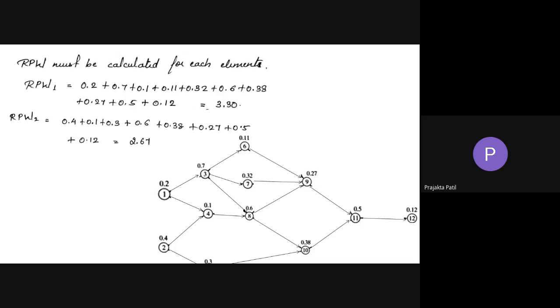So this is how you are going to find the RPW value for all the work elements. You have 12 work elements here, and you have to find the RPW value for every work element. For example, if I want to find after 1 and 2, then you can count it for 3. For 3, you follow these arrows. So from 3, it will be 0.7 plus 0.11 plus 0.32, 0.6. Then it goes to 0.27. From 9, it goes here. Also from 8, it goes to 10. So you have to follow these arrows, and only those TK values should be summed in order to get the RPW value of that particular work element.